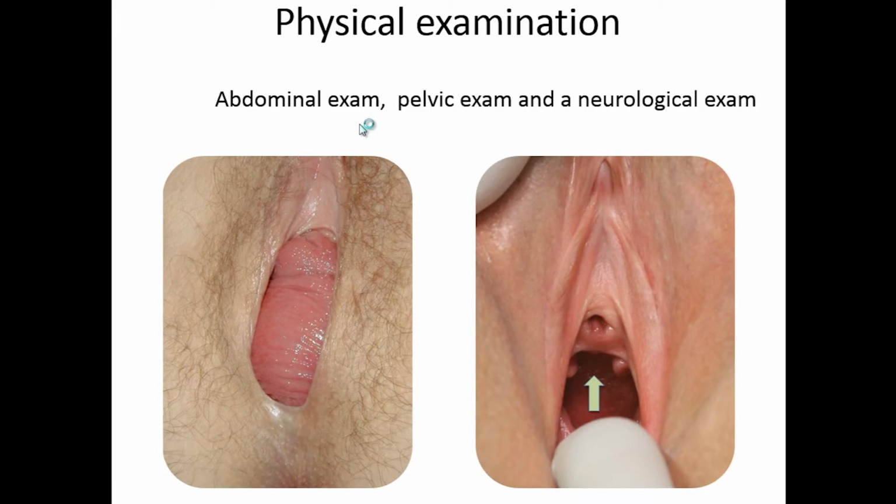pelvic examination is usually very obvious when there is a prolapse, or even when there is an over fixation of TVT or TOT. And also, of course, the neurologic examination is very important, mainly when we think of underactive or acontractile bladder.